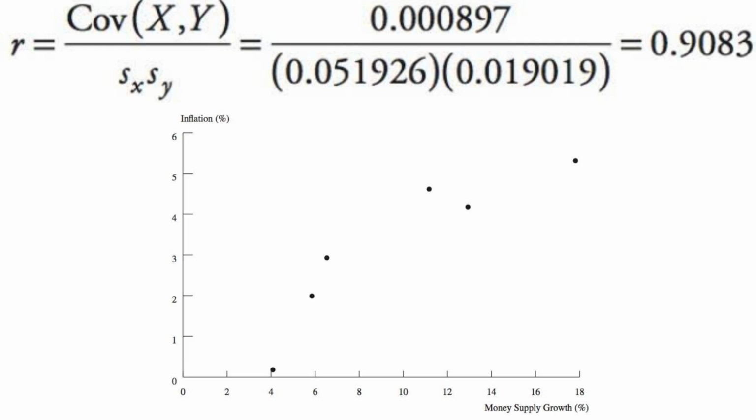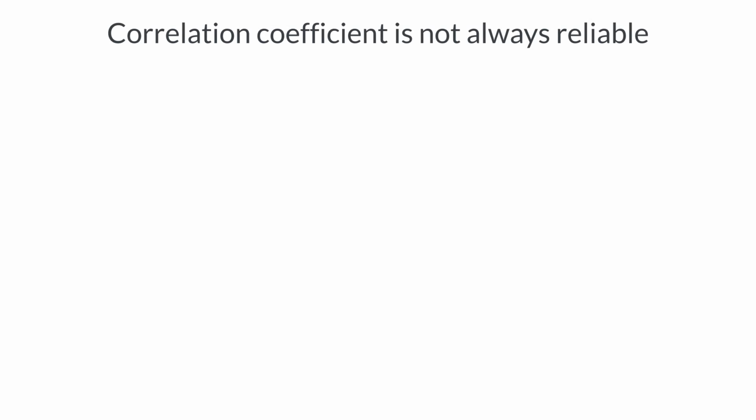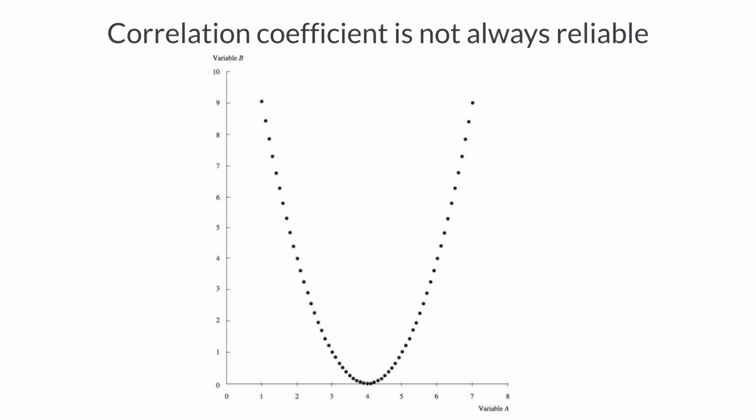Correlation measures the linear association between the two variables, but it may not always be reliable. Two variables can have a strong nonlinear relation and still have a very low correlation, as is the case with these two variables. Even though these two variables are perfectly associated, the correlation between them is zero.